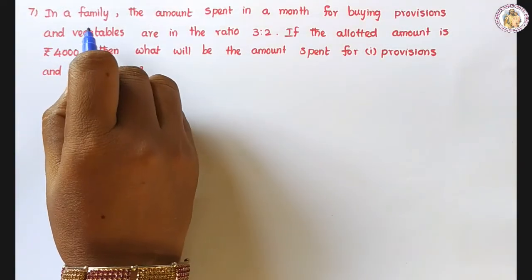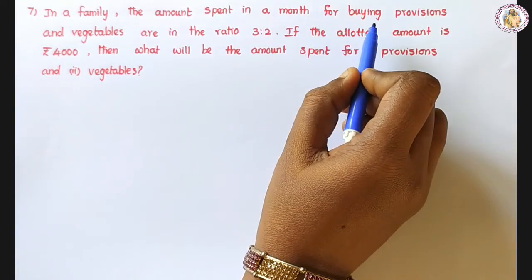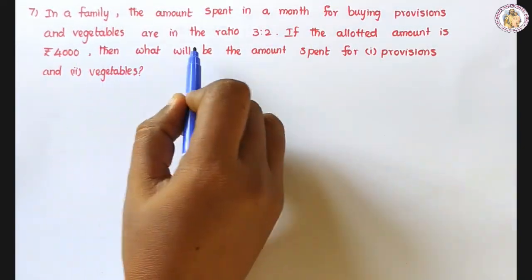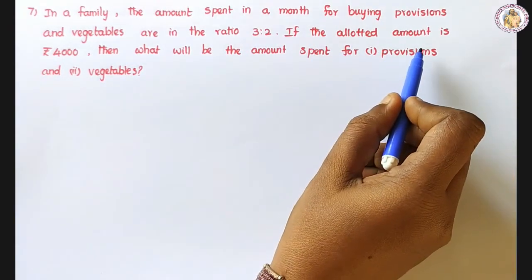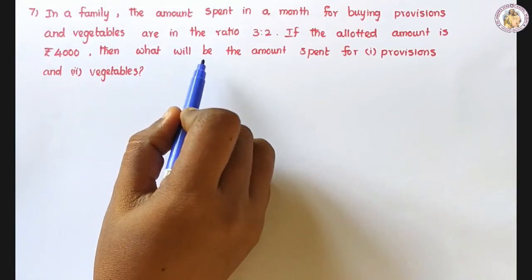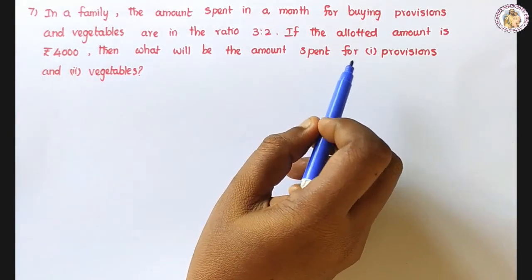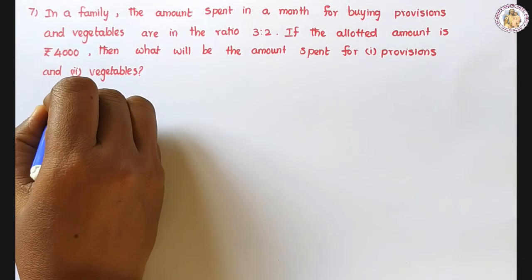Seventh sum. In a family, the amount spent in a month for buying provisions and vegetables are in the ratio 3:2. If the allotted amount is 4,000, then what will be the amount spent for provisions and vegetables? Listen.